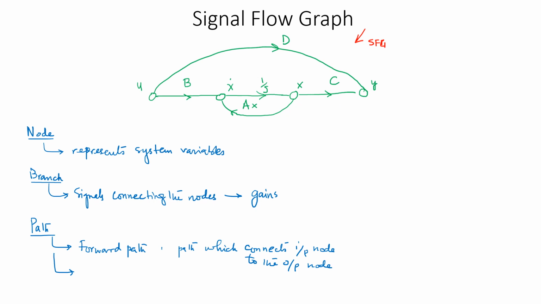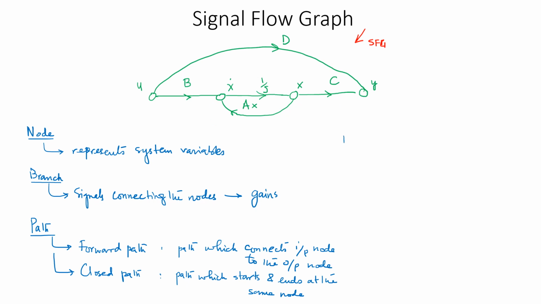But there can be closed paths as well. That is another associated terminology. It is a path which starts from the same node and ends at the same node. We have one available over here. You can see a path starting from X dot having a gain of 1 over S and then having a gain of A gets back to X dot. So this is a closed path.